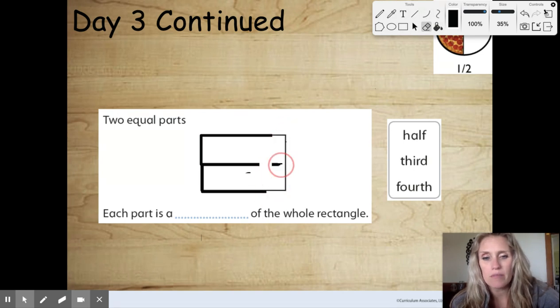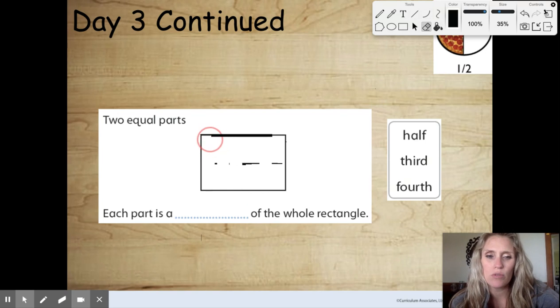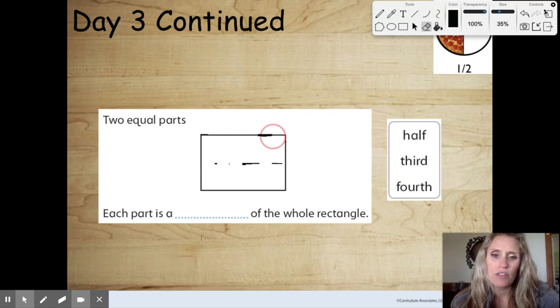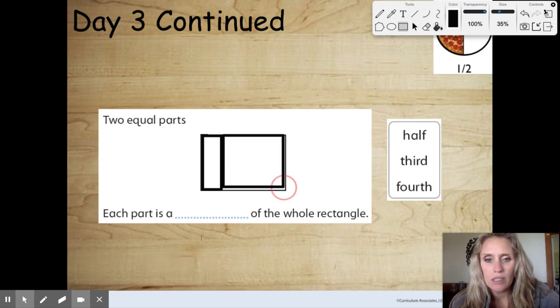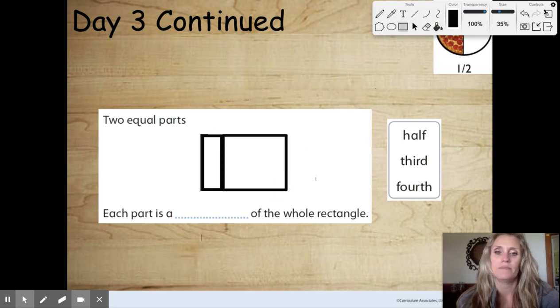I'm going to erase the ones I've made. And notice as I'm erasing, I still have that word bank on my screen today. I've got to be thinking, am I doing two equal parts? Is that half, third, or fourth? These are some of the new words we've learned. So I'm going to get my tool one more time. I'm going to try one more way and see what we think. Let's see, 2 equal parts. There we go. There's a part. And there's a part. Perfect. 2 equal parts.